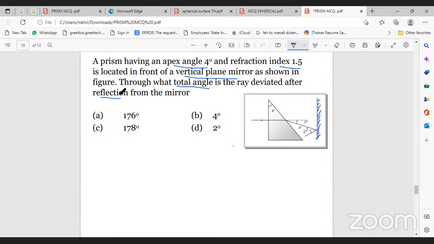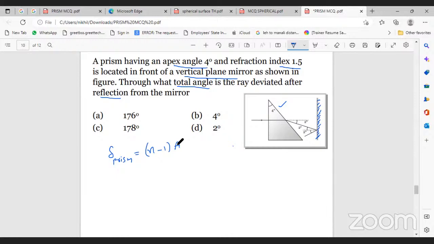What is the formula for the deviation? Actually, here two phenomena are taking place, Ajay. One is the refraction through the prism. For a thin prism, the deviation is given by the formula (n minus 1) into A, correct, no? Yes, sir.